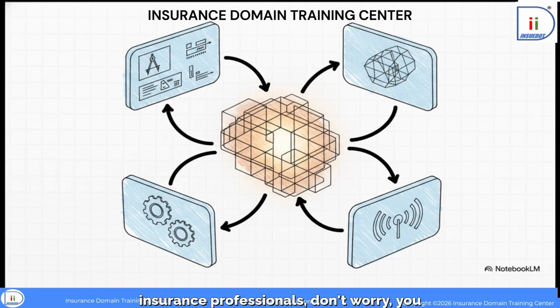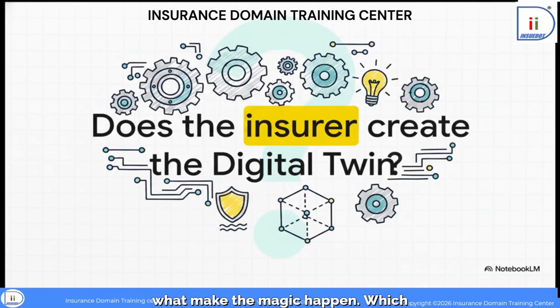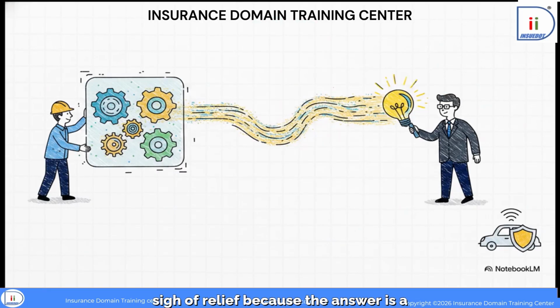Now, insurance professionals, don't worry, you absolutely do not need to know how to code this stuff. But you do need to know that these software powerhouses are what make the magic happen. Which naturally begs the question, especially for our insurance professionals, are you suddenly on the hook for building this crazy complex tech? You can breathe a sigh of relief because the answer is a hard no. These digital twins are almost always built by the factory owners themselves or their manufacturing tech providers or specialized IoT vendors. The insurer's job? Just to consume the incredibly valuable insights it spits out.